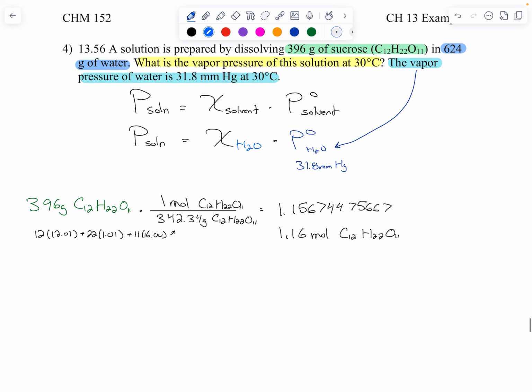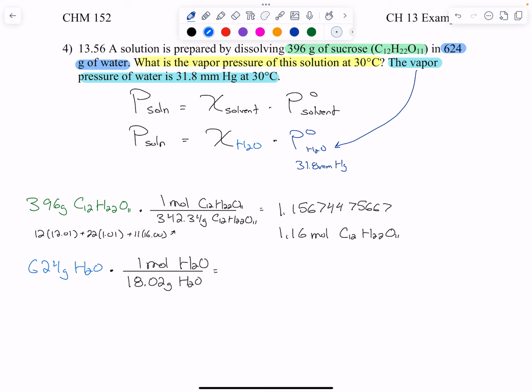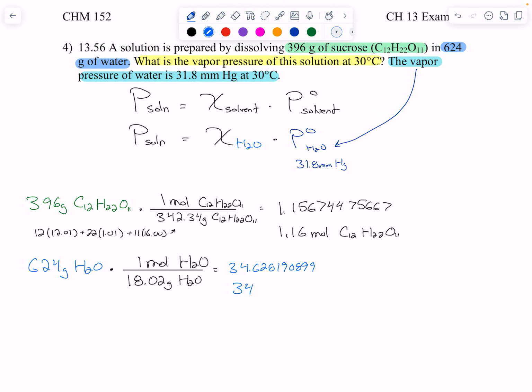Water. We got 624 grams of water. And we know water is 18.02 grams per 1 mole. So for water, 624 divided by 18.02, I get 34.6281908999, and again 3 sig figs, so 34.6 moles of H2O.